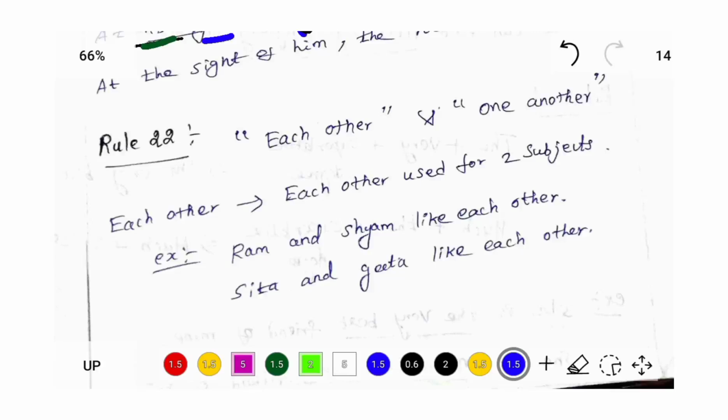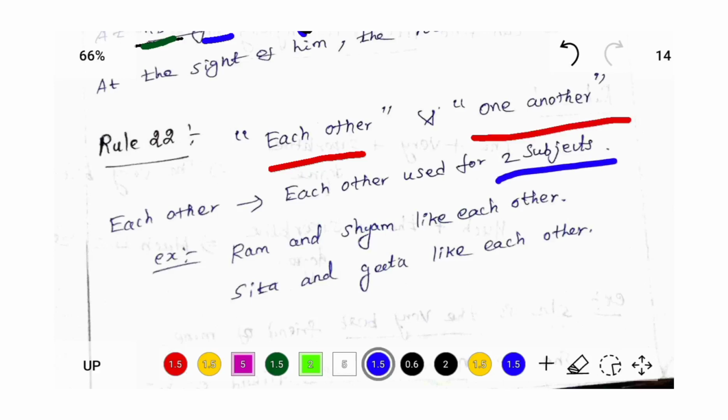Hello students and aspirants, in this video I will teach rule number 22. This rule is about each other and one another. Students, to understand, we should use each other for two subjects.